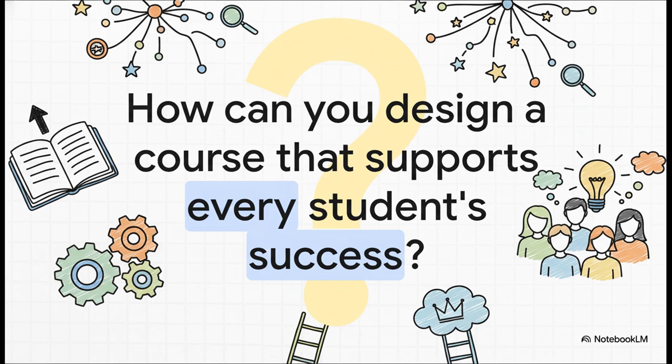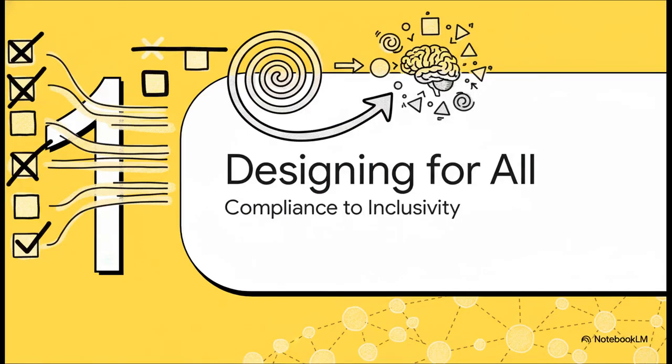How can you actually design a course that supports every student's success? Because accessibility isn't just about legal compliance or making accommodations for a few people. It's about creating this really robust learning environment where absolutely everyone has the tools they need to thrive. All right, so the first step is to kind of reframe how we think about this. We're moving away from a reactive checklist mindset to a proactive design philosophy.